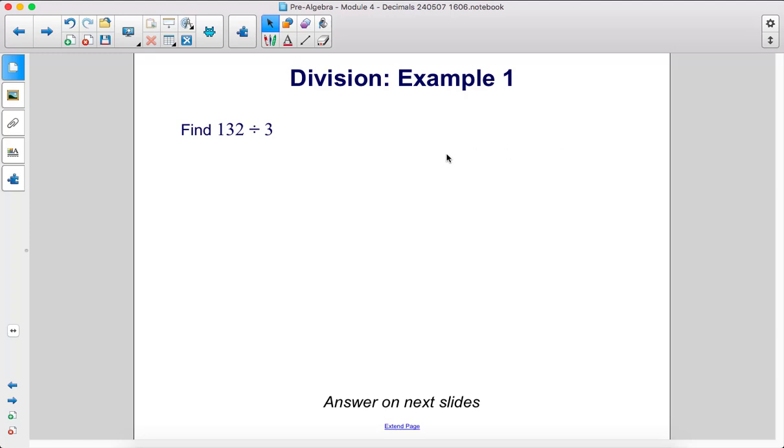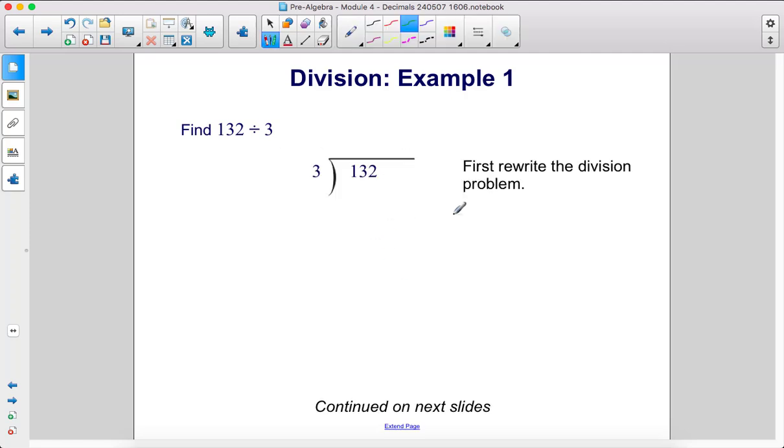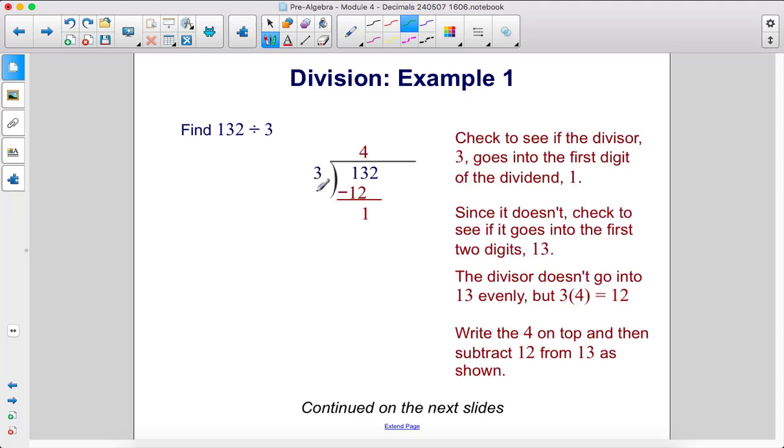Let's walk through a long division problem together. Let's find 132 divided by 3. First, rewrite the division problem. The number being divided goes under there, and the number doing the dividing, the number of pieces we want to divide into, goes here. First, we check to see if the divisor, 3, goes into the first digit of the dividend, but it's a 1. Since 1 is smaller than 3, 3 does not go into 1.